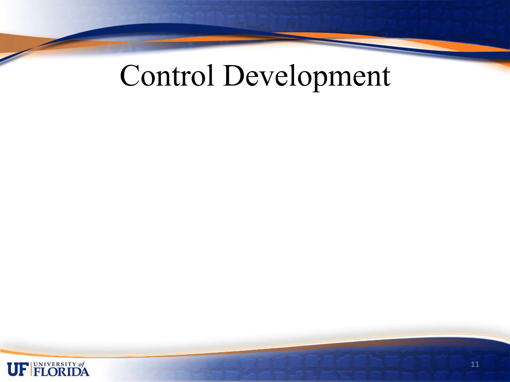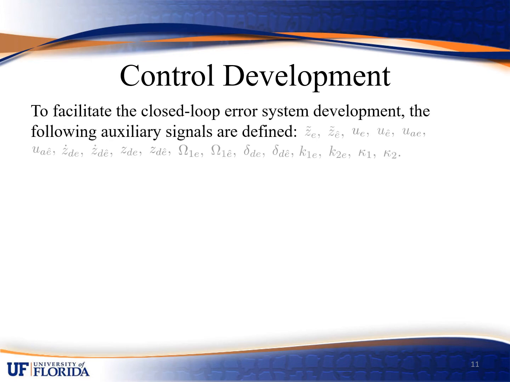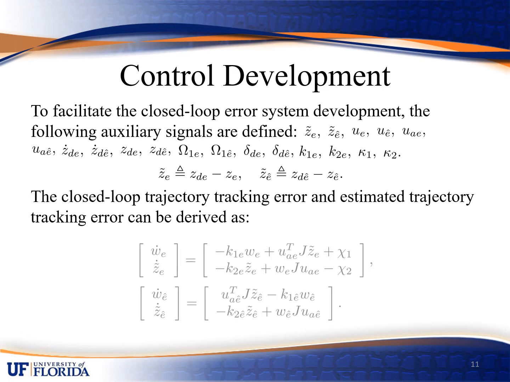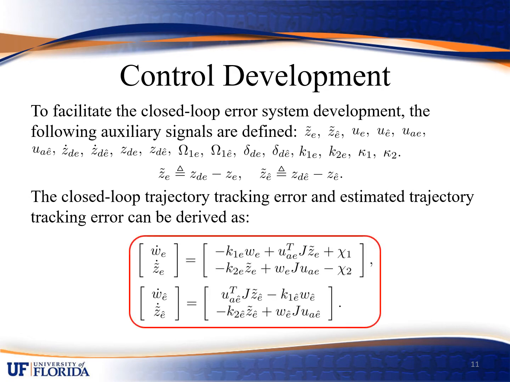To facilitate the closed-loop error system development, some auxiliary signals are defined. The specific expressions can be found in the paper. Due to the time constraint, I will not explicitly show them in the presentation. So the closed loop for the trajectory tracking error and estimated trajectory tracking error can be obtained as shown inside the red rectangle.